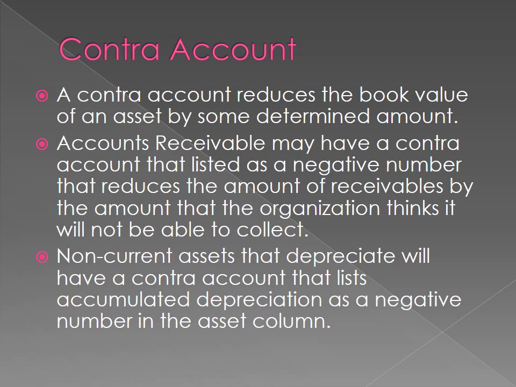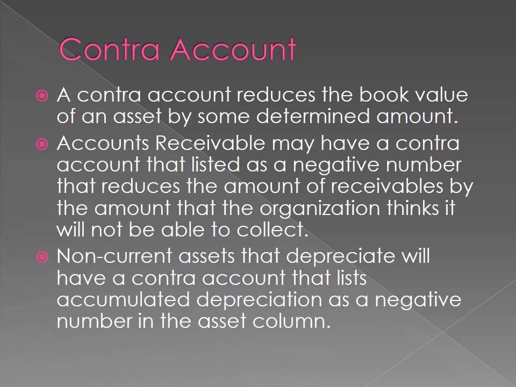One's accounts receivable. So we have the gross accounts receivable that is listed. And then we have the amount of accounts receivable that we think we're not going to be able to collect. Call that doubtful accounts. It's shown up on the asset side, but it shows up as a negative number. So accounts receivable has a contra account listed as a negative number and reduces the amount of receivables by the amount that the organization thinks it will not be able to collect.